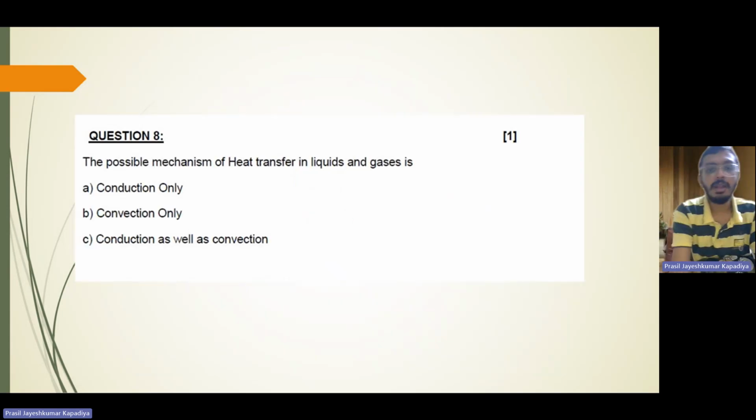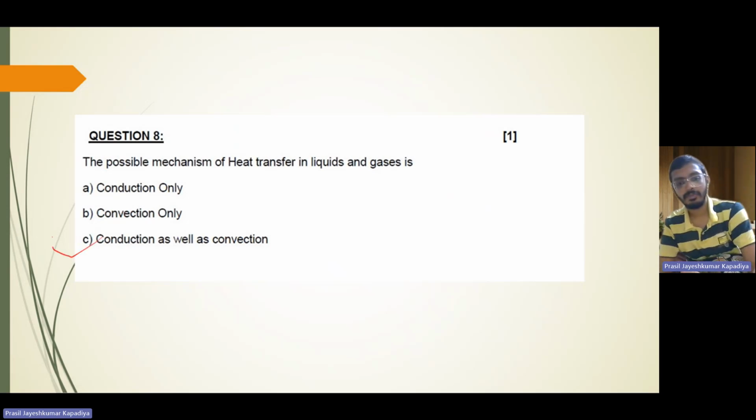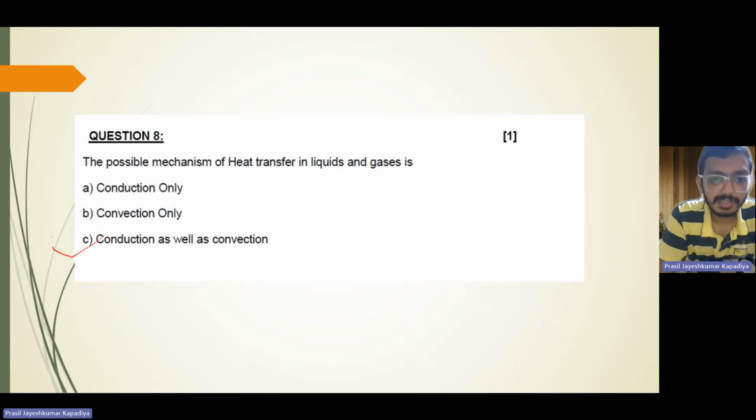Question 8. The possible mechanism of heat transfer in liquids and gases is: what is the possible mechanism of heat transfer in liquids and gas? So for liquids and gas, it is both conduction as well as convection. For gases it will be mostly convection, for solids it is mostly conduction, and for liquids and gases it is mostly convection. But sometimes it can be conduction for liquids. So the correct answer is C.